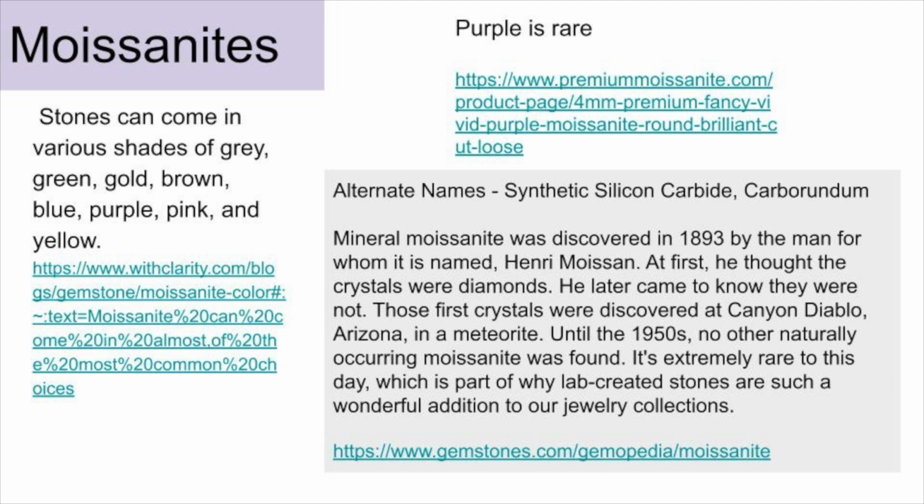The website gemstones.com is saying that Henry Moissan was the first one to discover moissanite, and at first he thought it was diamonds, but later discovered that it wasn't. When he first discovered the crystals, they were actually in a meteorite, and it wasn't until 1950 that there was no other naturally occurring moissanite found. So that is why a majority of the moissanite on the market right now is going to be lab created.